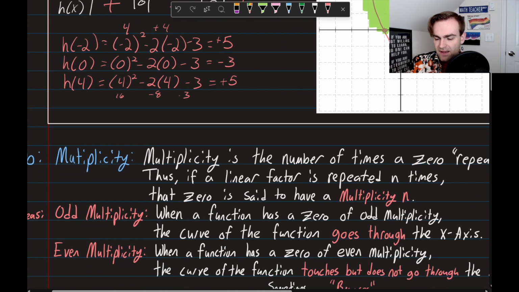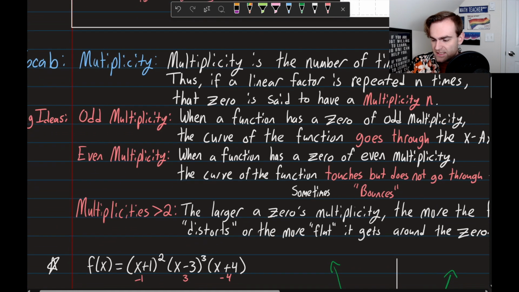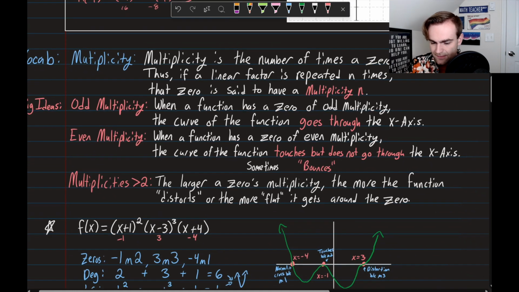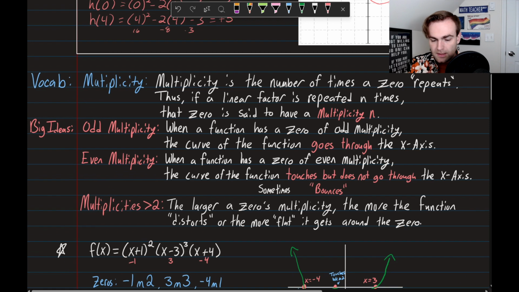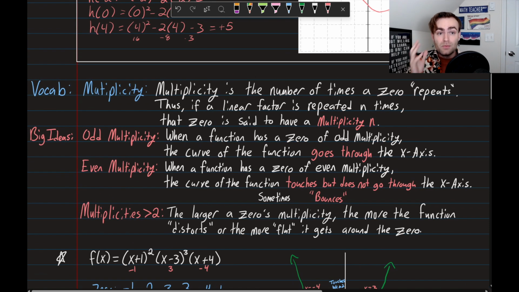All right, so we have some vocab for us. Let me zoom out so we can see that vocab. So the vocab is called multiplicity. Multiplicity is a big idea that doesn't get a whole lot of time, unfortunately, and we're not going to give it a whole lot of time here as well, although it does come up a couple of times when we deal with polynomials, and it comes up a couple of times when we deal with rationals as well. So multiplicity is the number of times a 0 repeats.